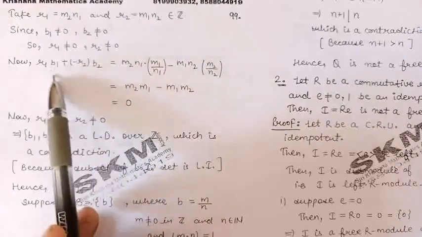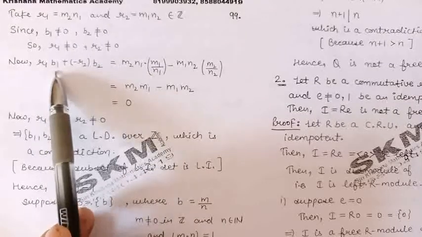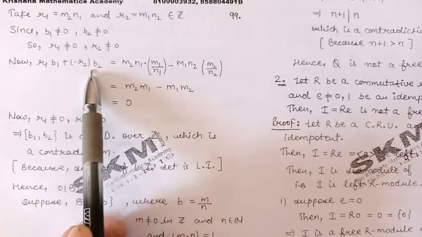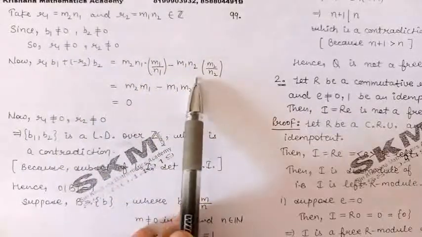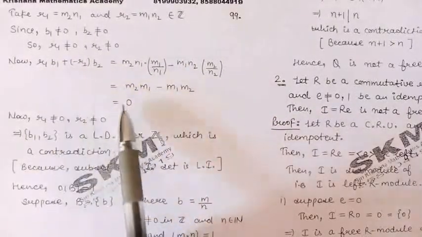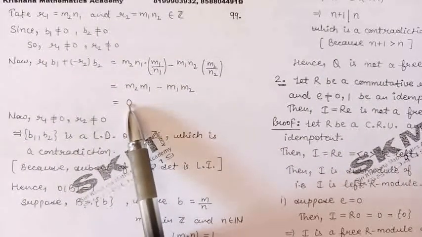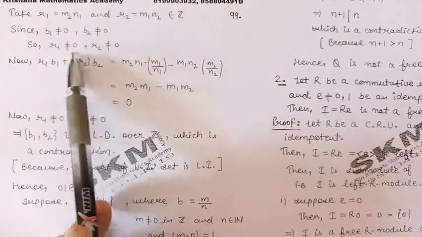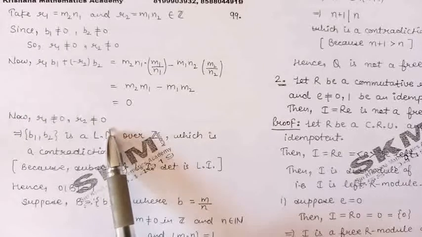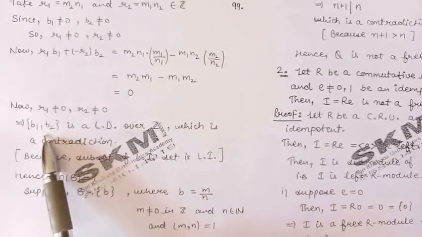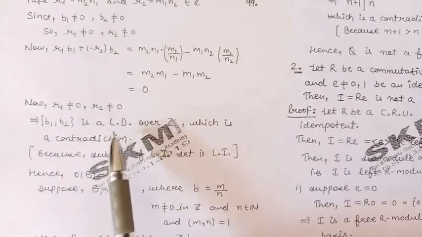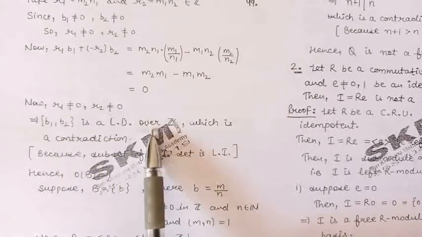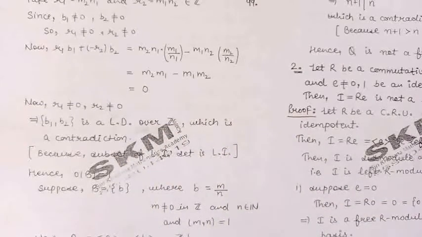Now let us consider the linear combination r1 b1 minus r2 b2. Putting the values of r1, r2, b1, b2 here, we can see that this linear combination is 0. Thus, the linear combination is 0, but the elements of the ring which we have taken are both non-zero. So by definition, we can say that the set consisting of the elements b1 and b2 is a linearly dependent set over the ring of integers. So we can say that the basis cannot have two or more elements.